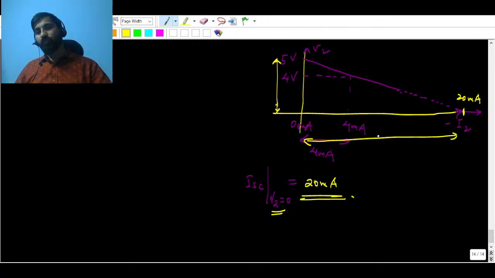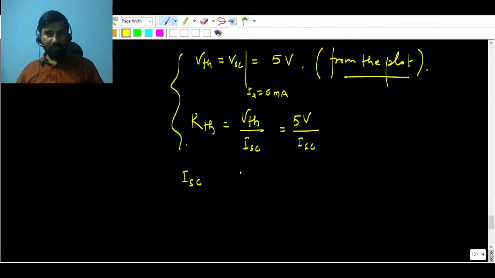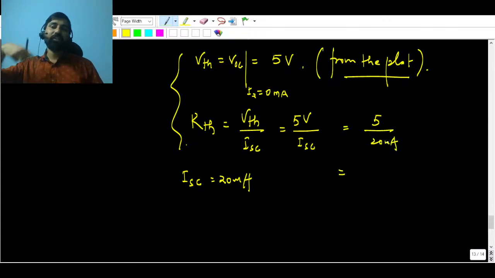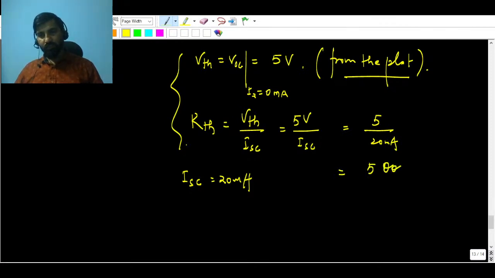5 times you have to, then only you will be able to have the constant slope, right? Okay, so this is going to be 20 milliampere. So let me plug in everything. So this is going to be 20 milliampere. Now it will be 5 upon 20 milliampere. So you can take milli up, so it will be 5 into 1000, right? Or you can say 1000 here upon 20. You can calculate further.